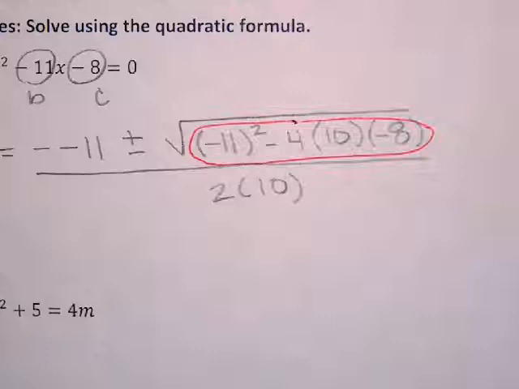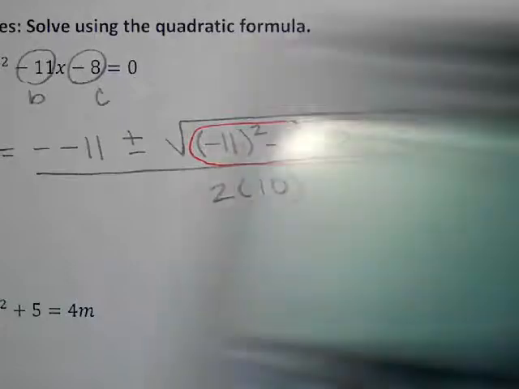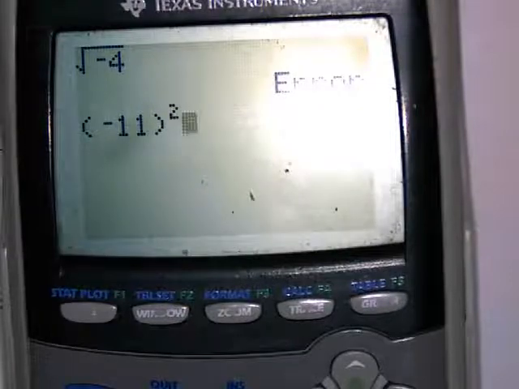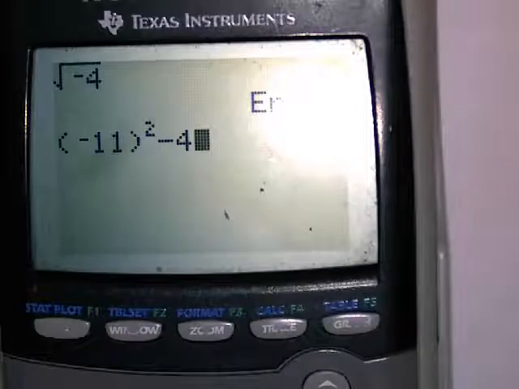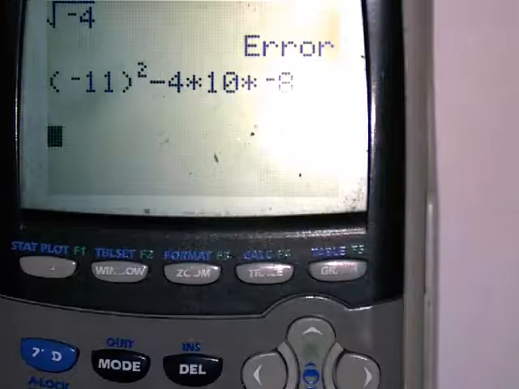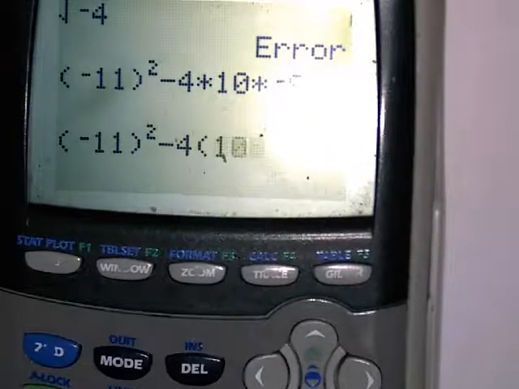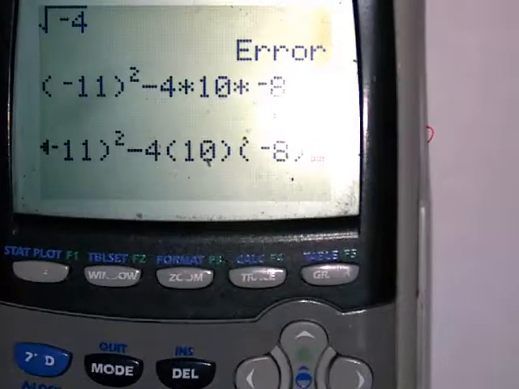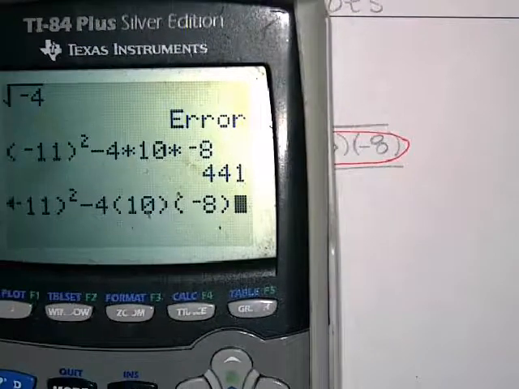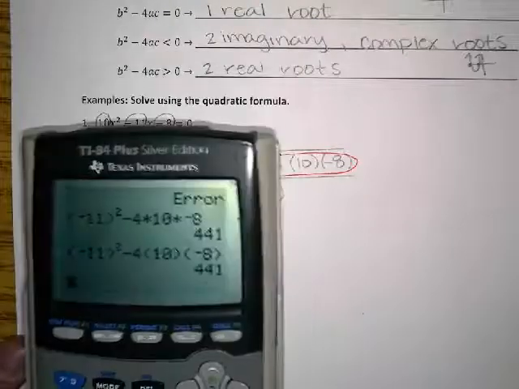All right, so what I'll do first is I'll just go ahead and take this and plug it in and figure out what my discriminant is. So I've got negative 11 squared minus 4 times A times C. And when you plug that in, you can use the times button for your multiplication, or you can use parentheses for your multiplication. It doesn't make a difference. So let me zoom out so you can get rid of that glare and so you can see better. Okay, so I get the same answer for both of these.